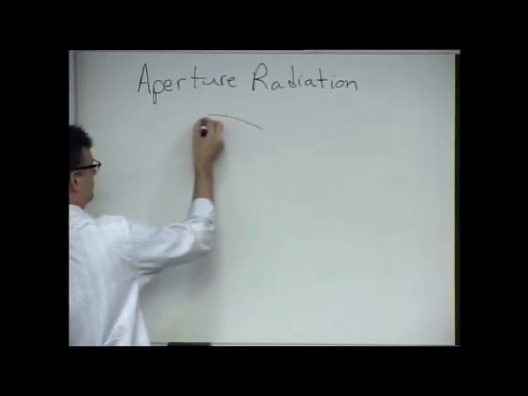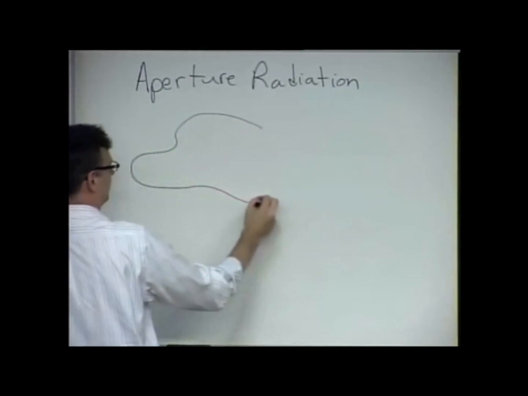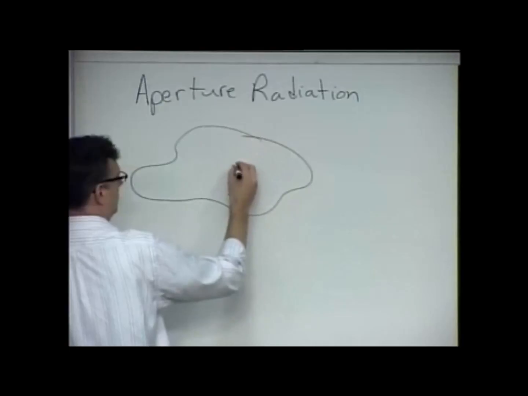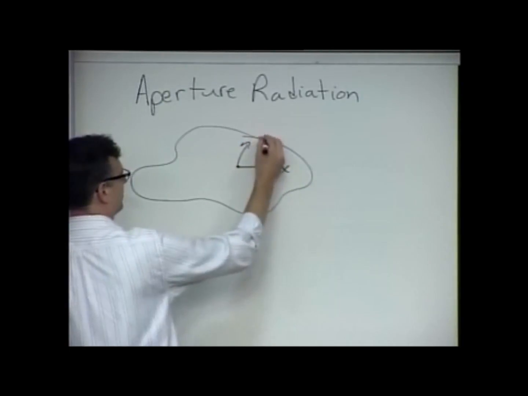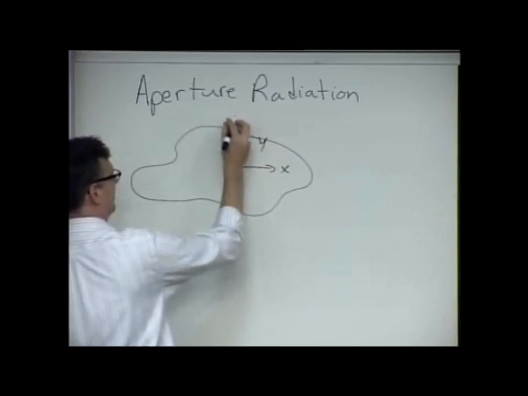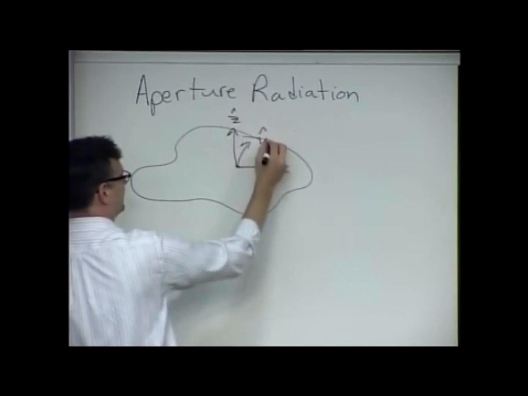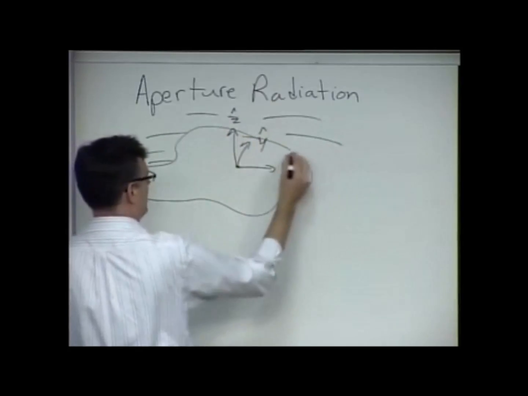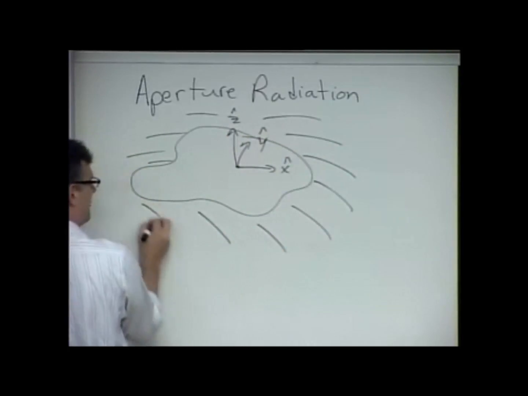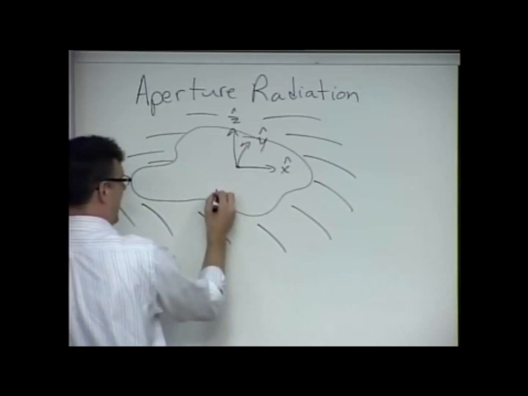Okay, in this problem, here's how we're going to set it up. Let's say here's the origin, and here's the xy plane. Z is sticking up in the air like it normally is in this class. And I have a shape, an arbitrary shape, whatever shape I want. I will call this my aperture A.